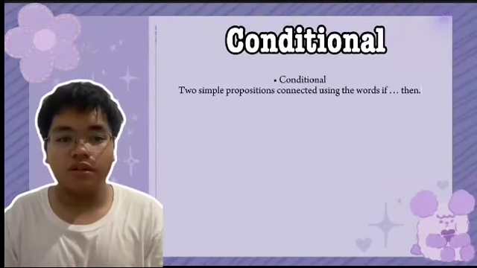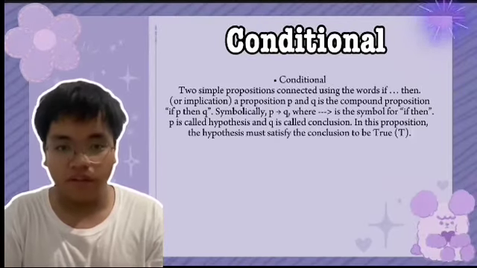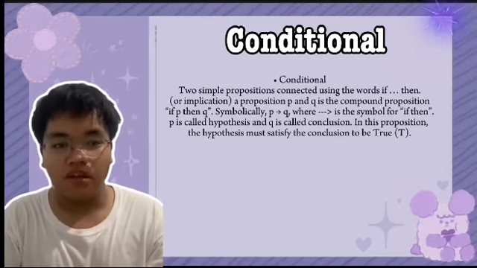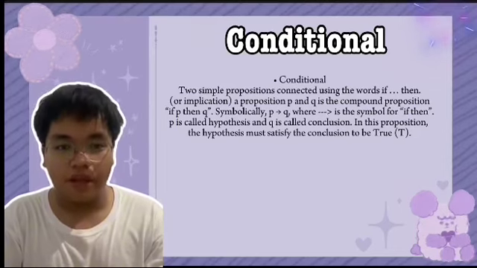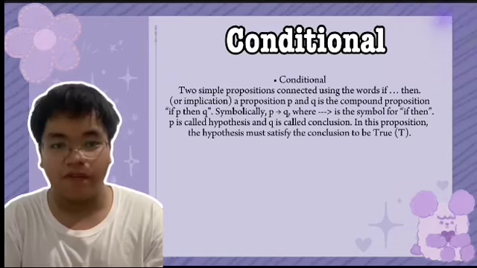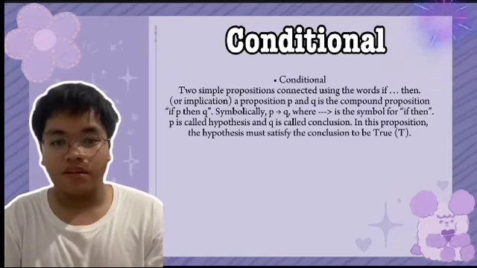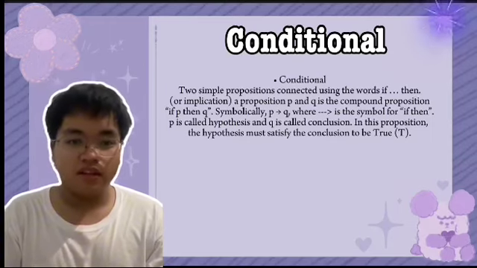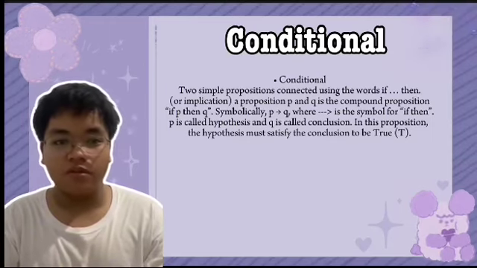Conditional: two simple propositions connected using the words "if, then," or implication. Propositions P and Q form the compound proposition "if P then Q," symbolically P → Q, where the arrow is the symbol for if-then. P is called the hypothesis and Q is called the conclusion. In this proposition, the hypothesis must satisfy the conclusion to be true.